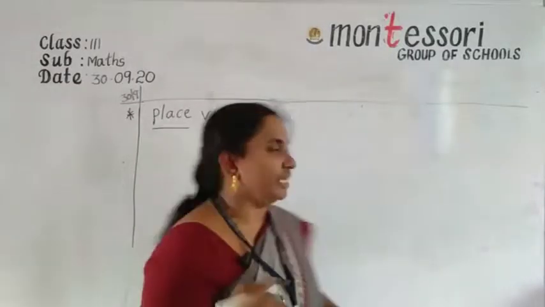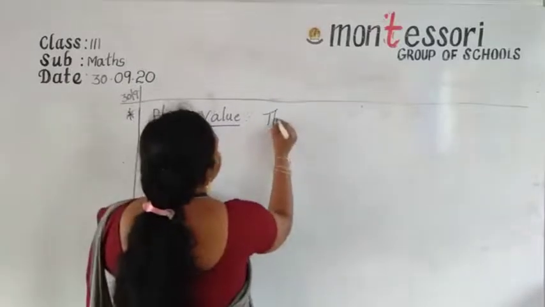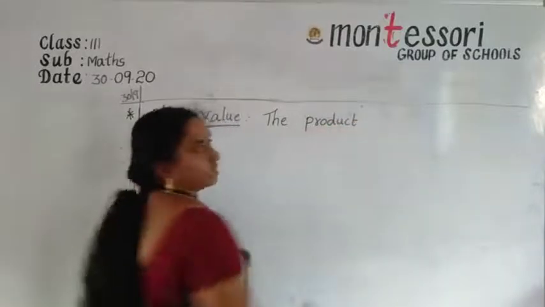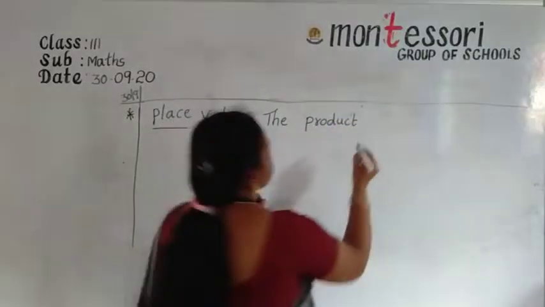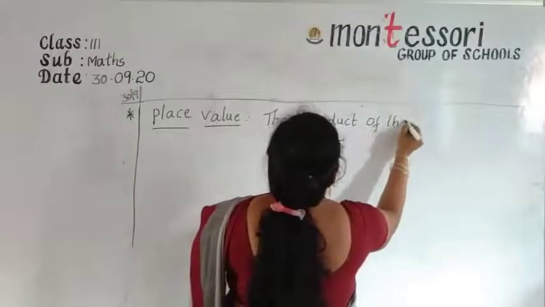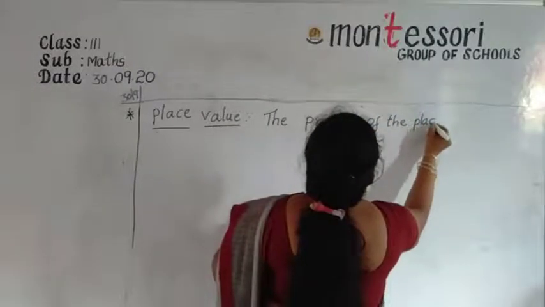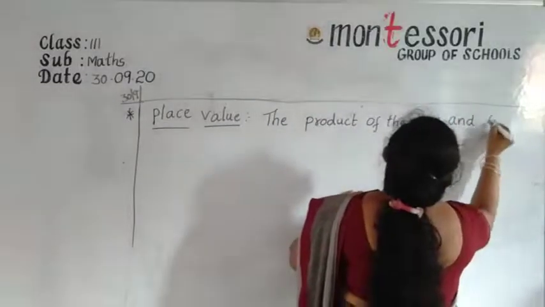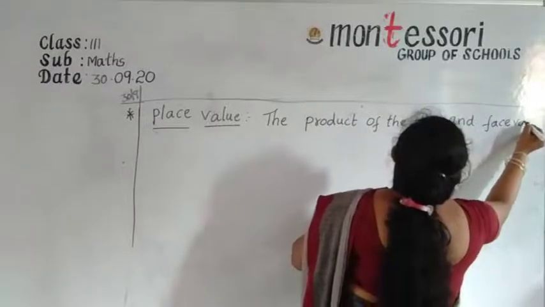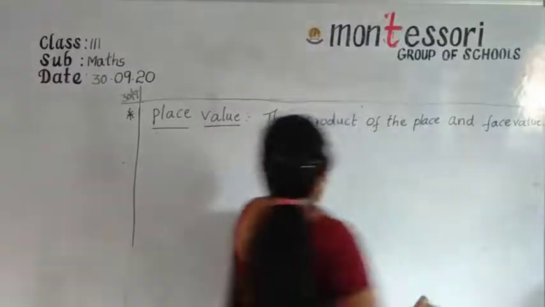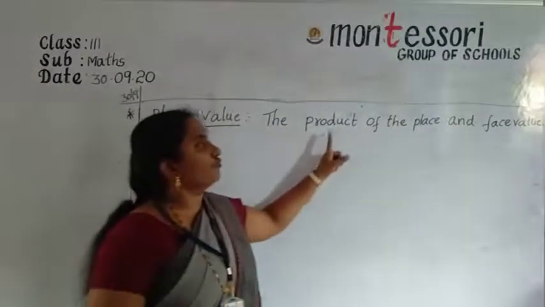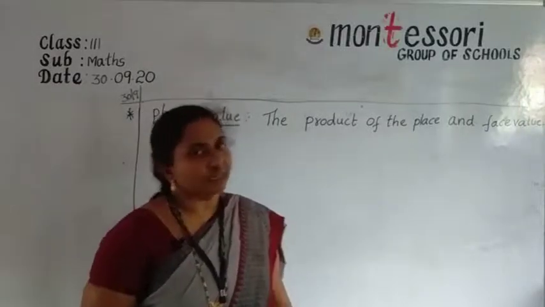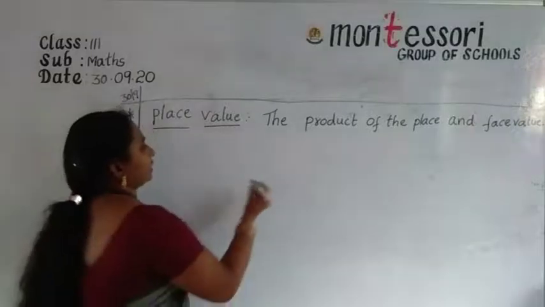What is a place value? It means the product of place and face value. Okay, understood? What is a place value? The product of the place and face value. Okay, what is a product? Product means multiplication.